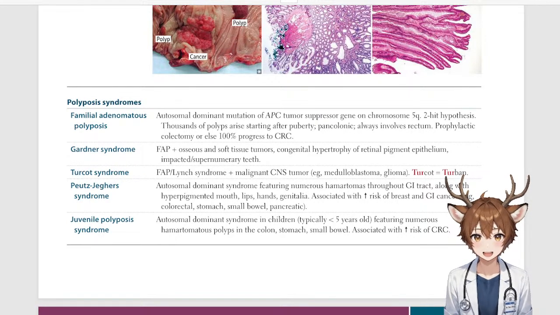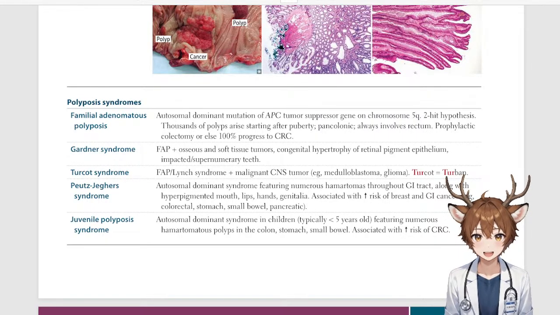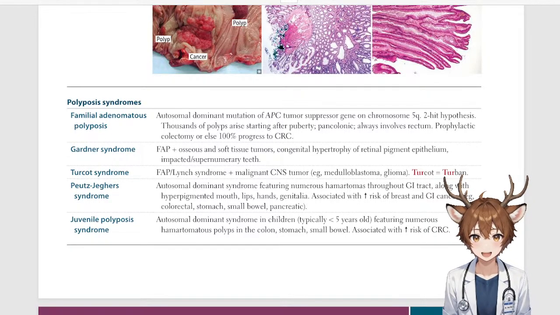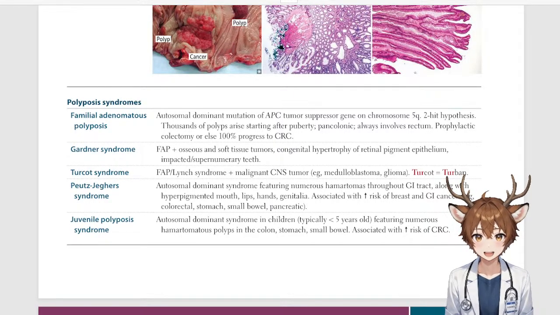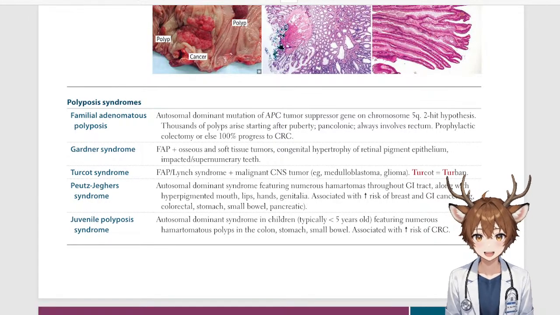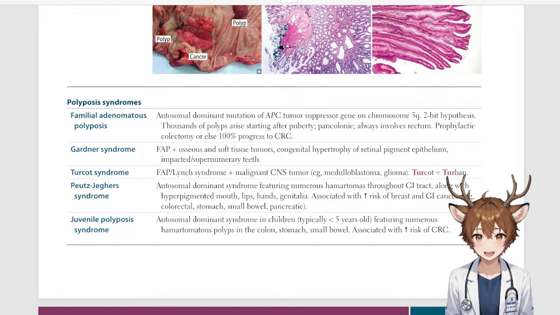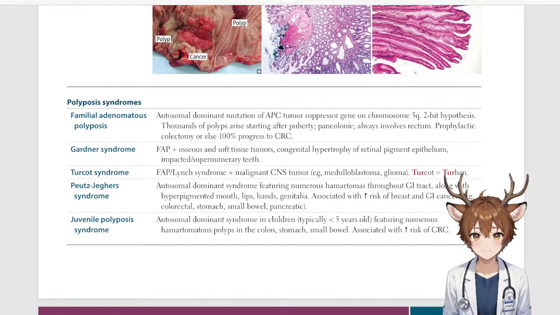which is, I think, colorectal carcinoma. Gardner syndrome, FAP positive, osseous and soft tissue tumors, osteomas of the skull or mandible, congenital hypertrophy of the retinal pigment epithelium, impacted or supernumerary teeth. Yeah, Gardner syndrome is very weird. If you look at the teeth, it's very, very strange. But it's also FAP positive. It's also osseous and soft tissue tumors.